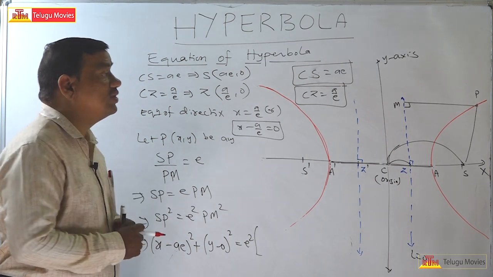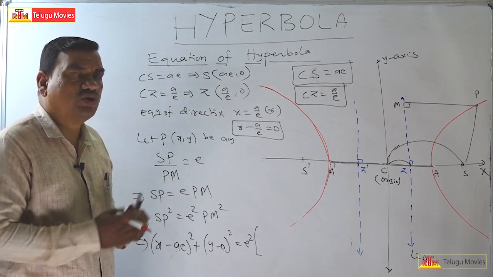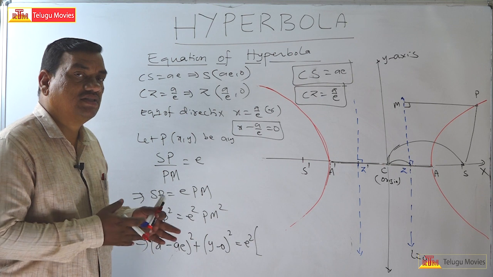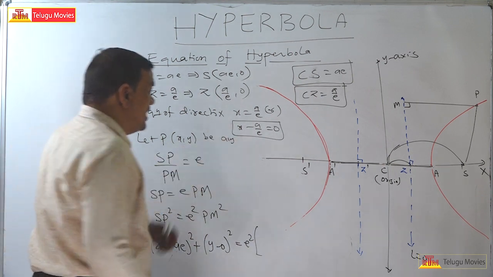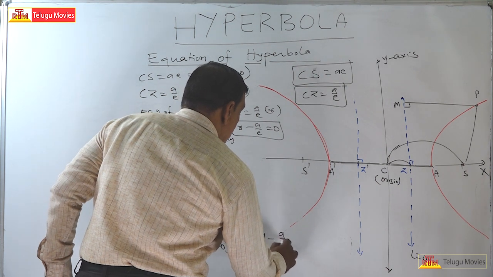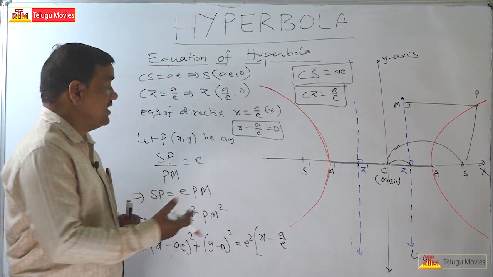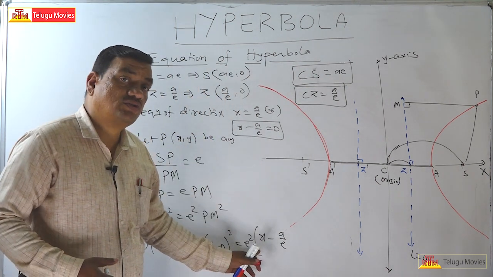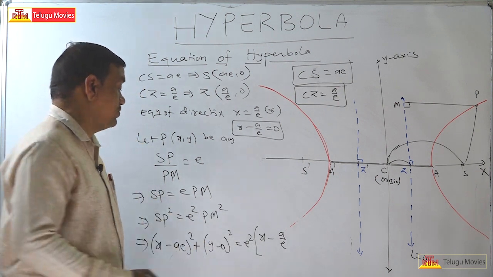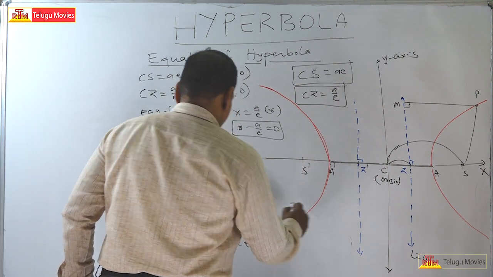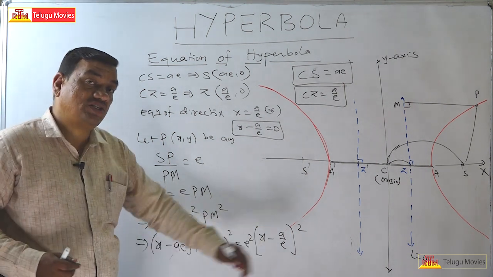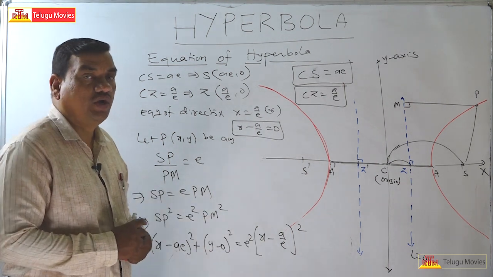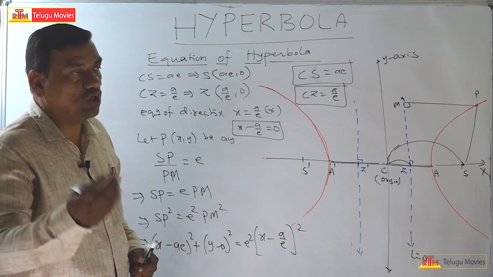PM is the perpendicular distance from P to the line. So modulus of ax1 plus by1 plus c by root of a square plus b square. So here the same will come: x minus a by e by root of 1 square plus 0 square. So this is squared. Now let us expand this expression and we will get a relation. Okay, now let us continue the solution.